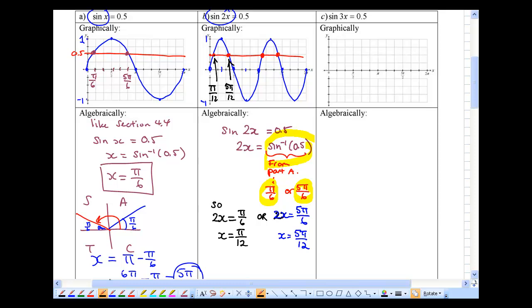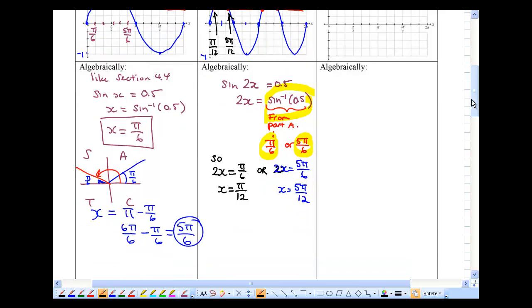If you said pi, you are correct. Remember, because I have a horizontal compression by a factor of half, the period became pi. It's supposed to be 2 pi, right? Half of 2 pi is pi. Well, to get the subsequent answers, all I need to do is add pi.